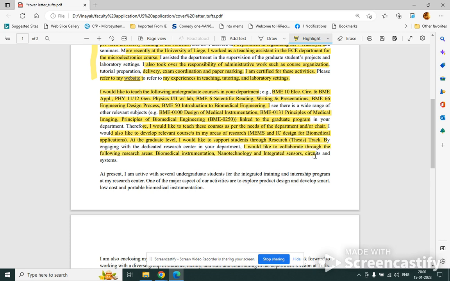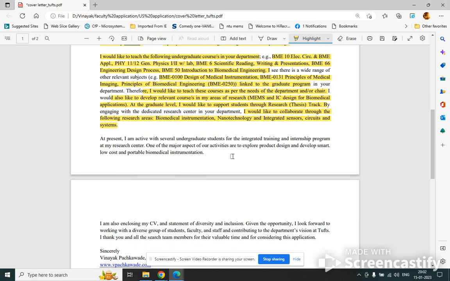I am telling the department that they have a dedicated research center. This is also information that shows I have researched enough your department's research areas and dedicated research centers, and I'm telling the committee members that I would like to collaborate through these centers and these areas, and I would like to match with my expertise and collaborate with other faculty, staff, and students to develop and contribute to my research.